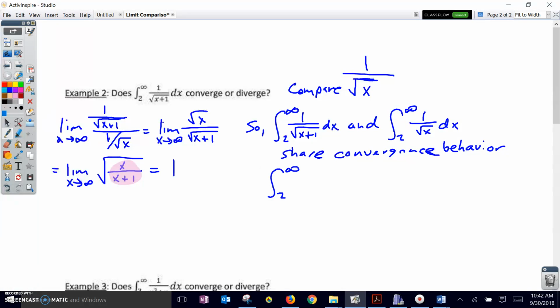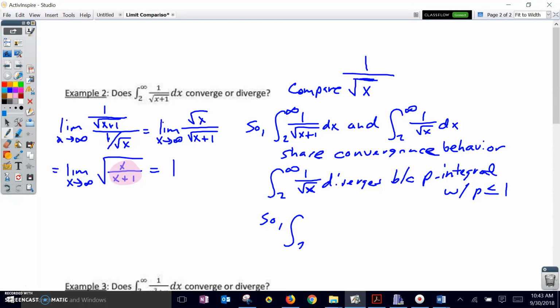The integral from 2 to infinity of 1 over square root of x dx diverges because it's a p integral with p less than or equal to 1. So the integral from 2 to infinity of 1 over square root of x plus 1 diverges by limit comparison.